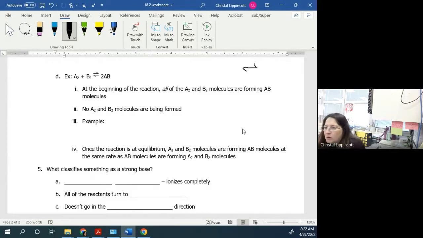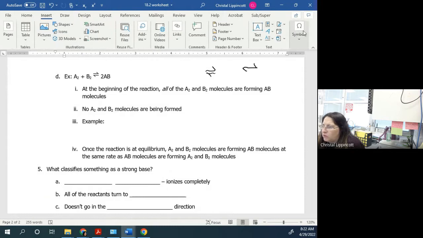Is that like the chemistry power rule? I don't even know how to make that. Is that a thing on the keyboard? You would have to find it in symbols. If you go to insert and then symbols, you can find it over here. You could also find it online and copy and paste it in. It's hard to find those things.